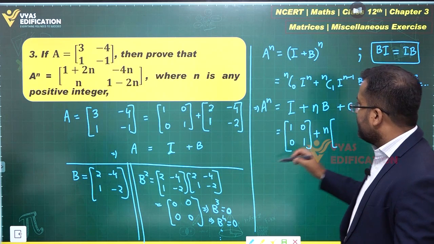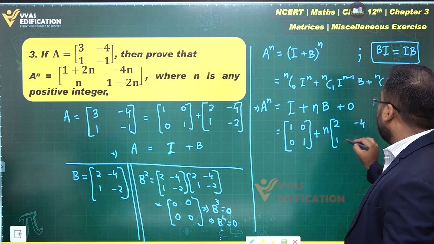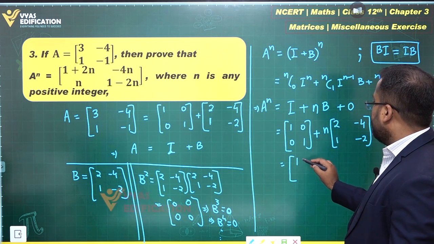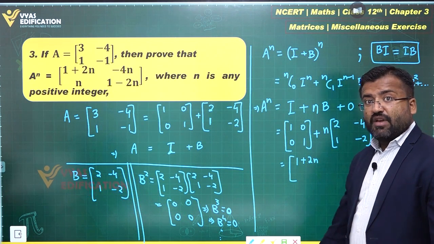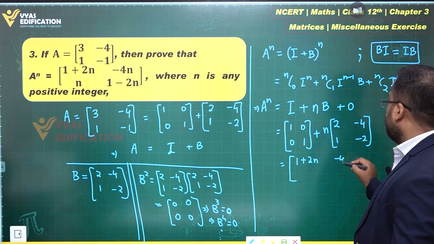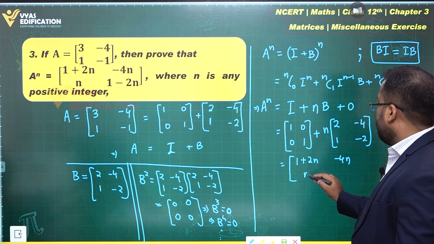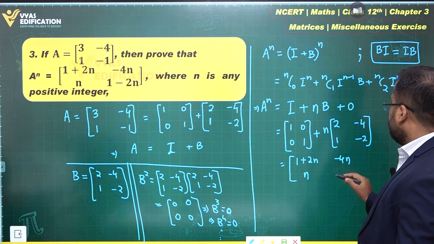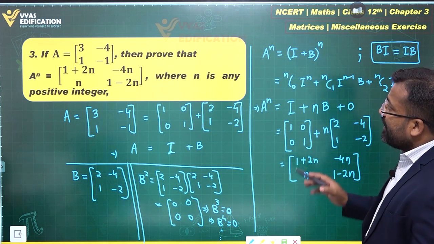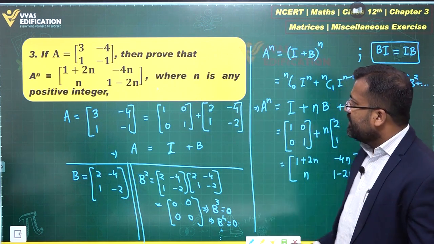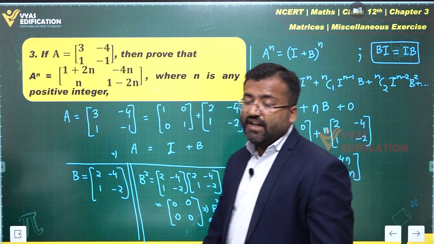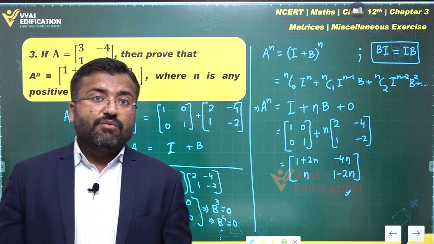What is the matrix B? This is the matrix B, [2, minus 4; 1, minus 2]. And further what you obtain is 1 plus 2n, the first term A11, then 0 plus 0 minus 4n would be minus 4n, 0 plus n would be n, and 1 minus 2n is what I get over here, and this is A power n. This is what we wanted to prove, right? Please observe 1 plus 2n, minus 4n, n and 1 minus 2n. Have we proved that? Yes. Using binomial expansion, we have proved this.